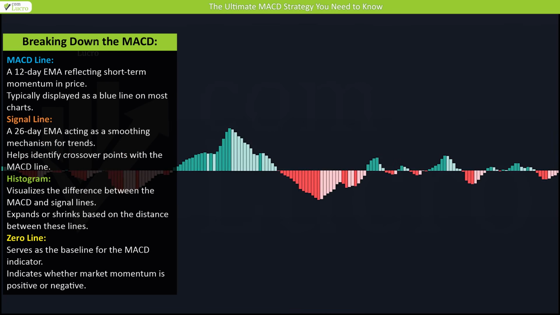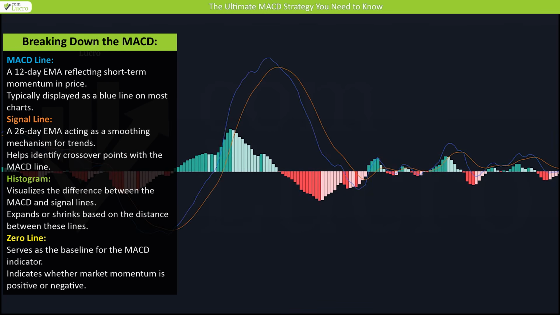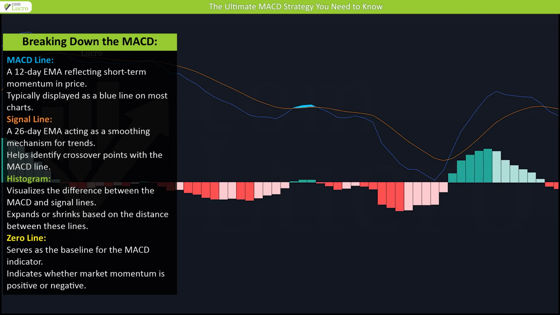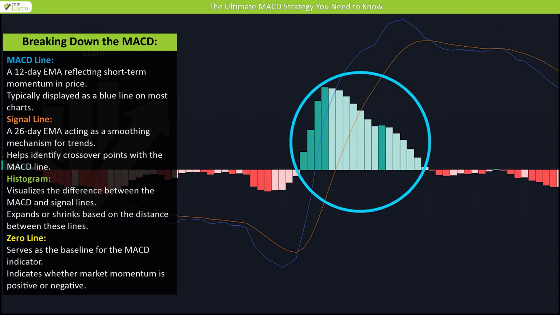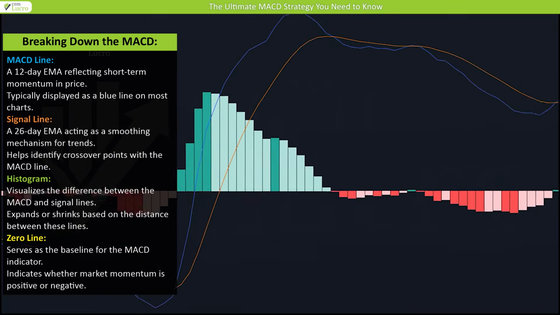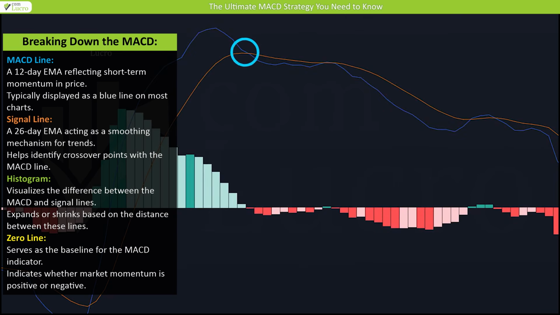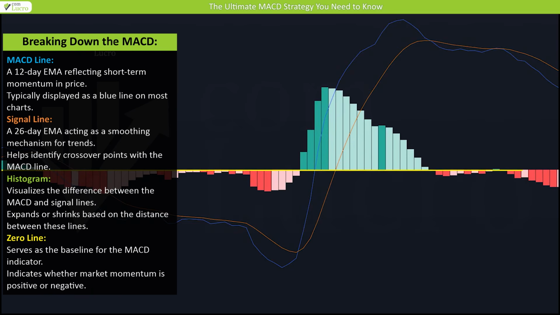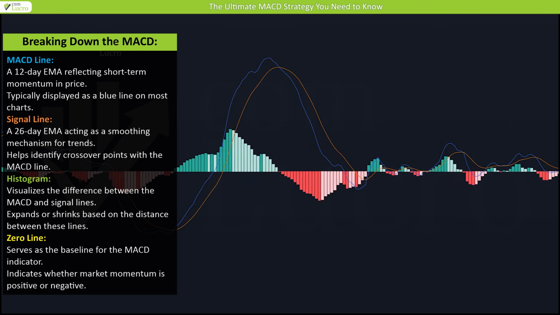Next, we have the histogram, which visualizes the difference between the MACD line and the signal line. When the two lines move closer together, the histogram shrinks, and as they move farther apart, it grows. For example, when the MACD line crosses above the signal line, the histogram turns green, signaling bullish momentum. Conversely, when the MACD line crosses below the signal line, it turns red, indicating bearish momentum. Finally, we have the zero line, which serves as the baseline for the MACD indicator. This central point helps identify whether the market momentum is shifting positively or negatively. Together, these components provide a clear picture of the market's trends and potential turning points.